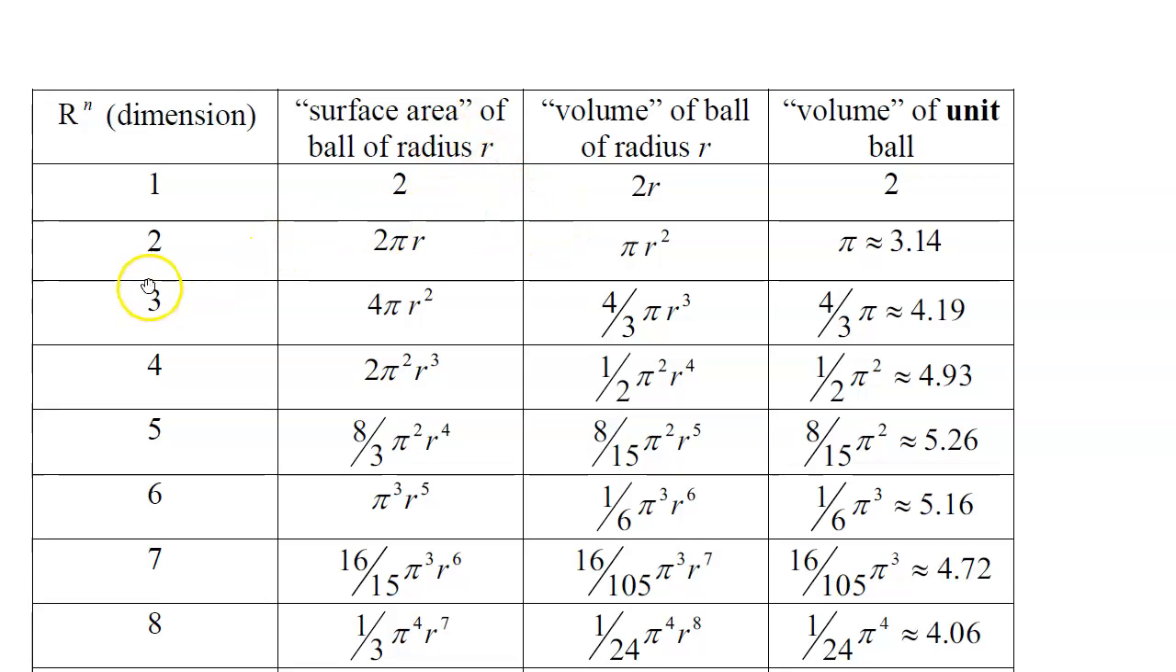Notice, for example, in dimension 3 that the volume of a ball of radius r is 4/3 pi r cubed, and the surface area is 4 pi r squared. Now, if we're in dimension 2, the volume, what we really mean is area in that case, is pi r squared. And the surface area, what we really mean is the circumference, is 2 pi r.